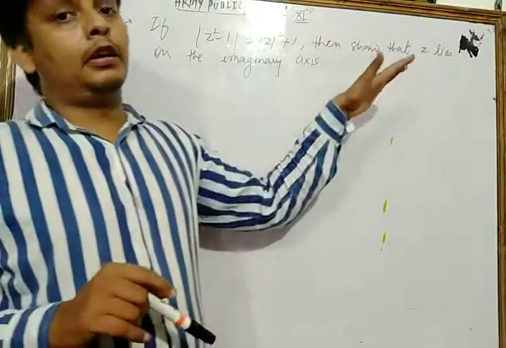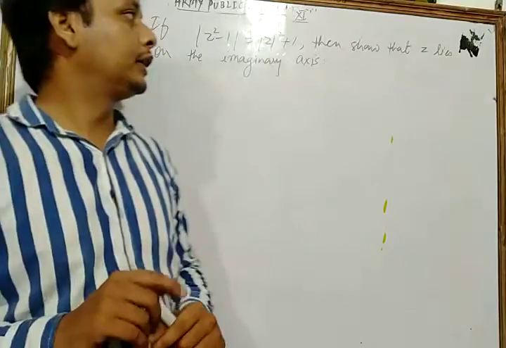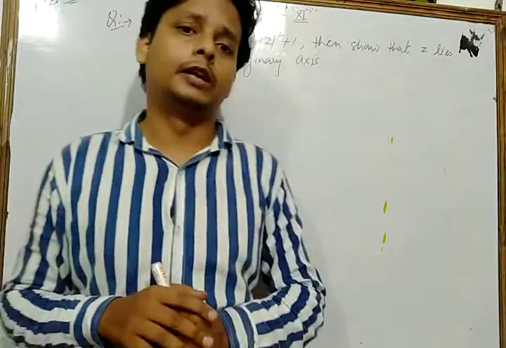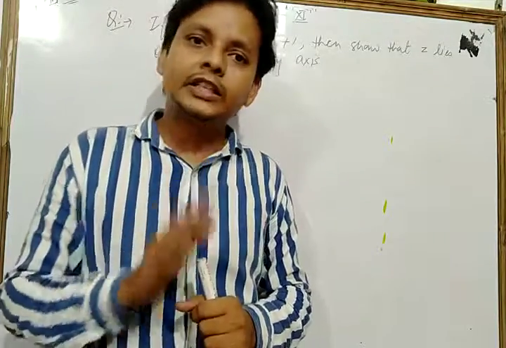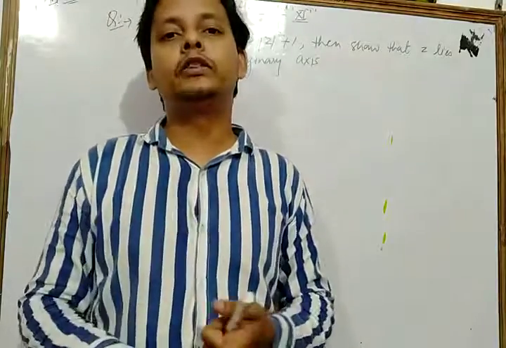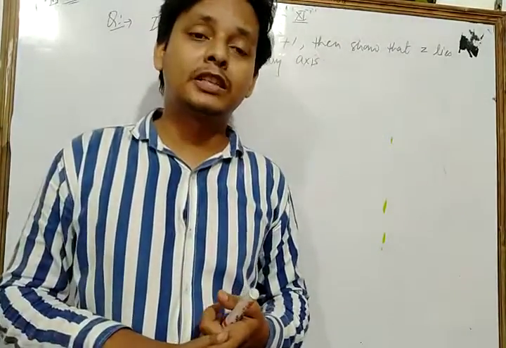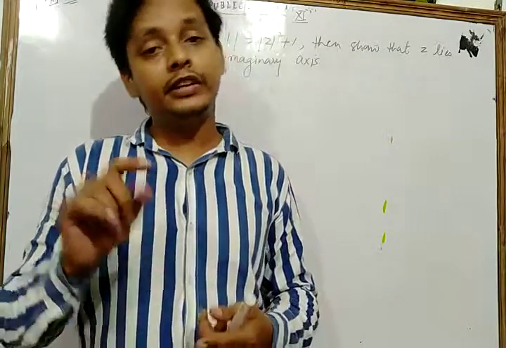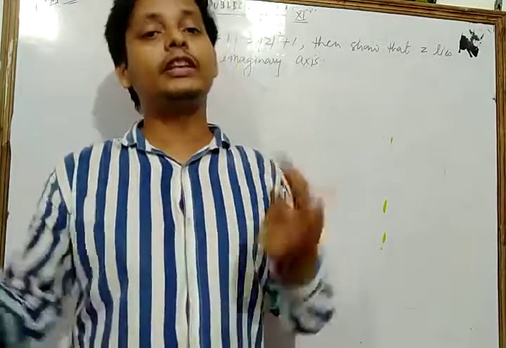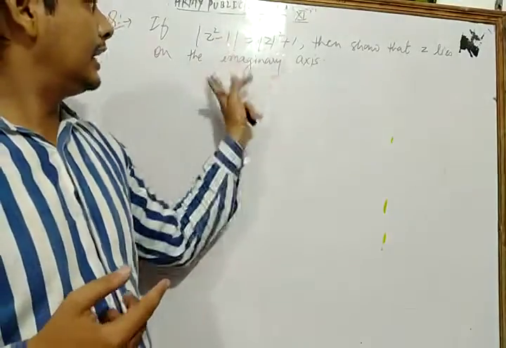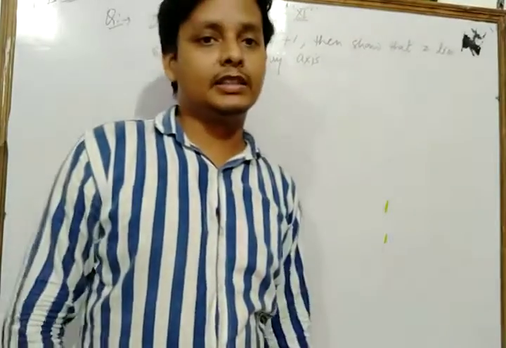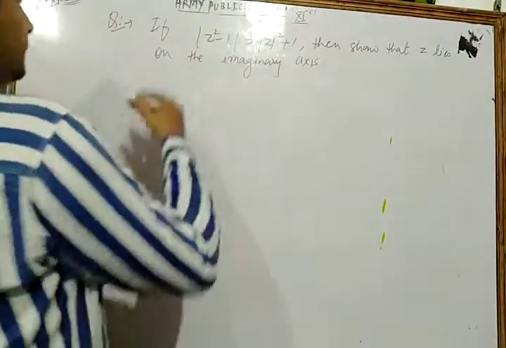Dear students, the concept behind that question is that any complex number z lies on the imaginary axis if and only if its real part must be equal to 0. If the real part is equal to 0, then we can say that z lies on the imaginary axis. Let's see its solution, dear students.